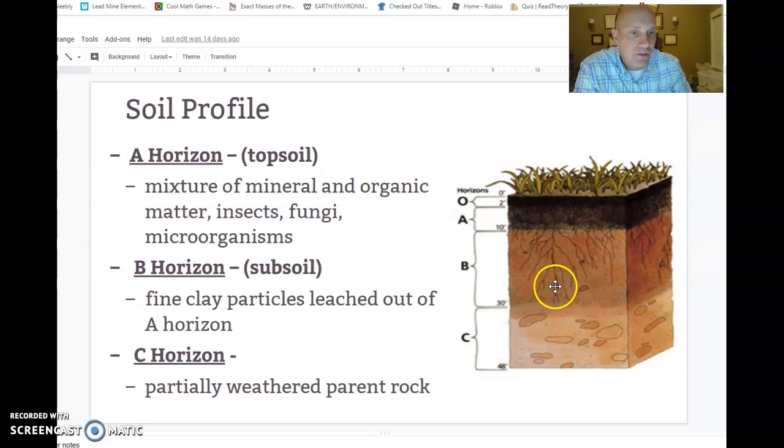All right. And below the B horizon is going to be the C horizon. What the C horizon is, is partially weathered parent rock. So you're going to have this mixture of small rocks and some stuff that looks like dirt. But this used to be the rock that formed this soil.